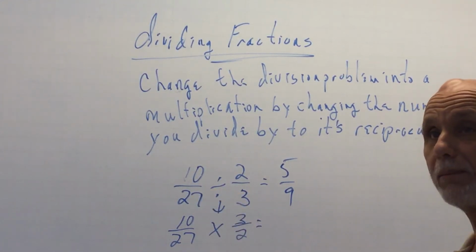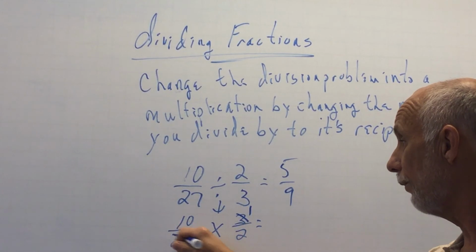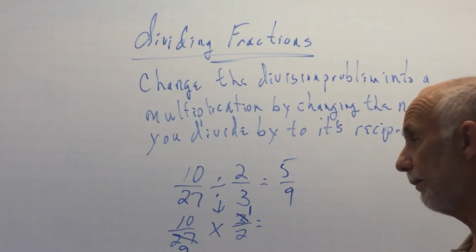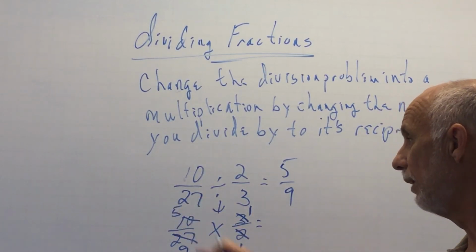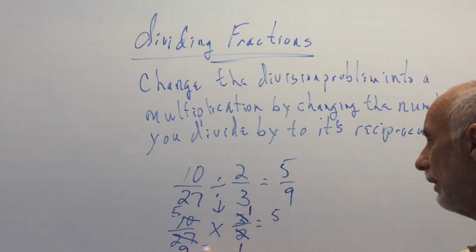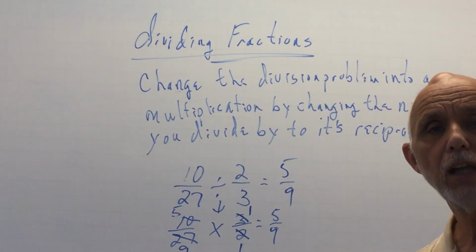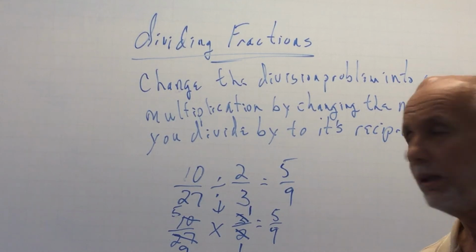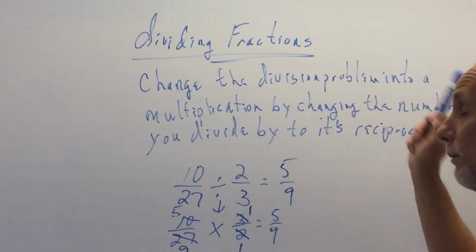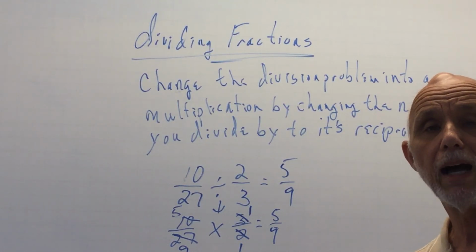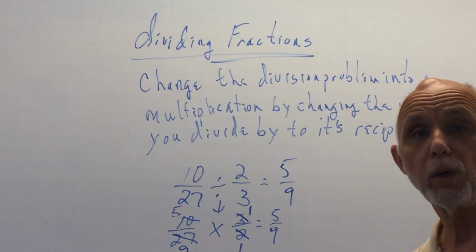Can I simplify before I multiply? Any top with any bottom? I can. 3 goes into 3 once. 3 goes into 27 9 times. 2 goes into 2 once. 2 goes into 10 5 times. 5 times 1 is 5. 9 times 1 is 9. What do you know? Mathematicians actually know what they're talking about. You can do this by changing the division problem to a multiplication problem by changing the number you divide by to its reciprocal.